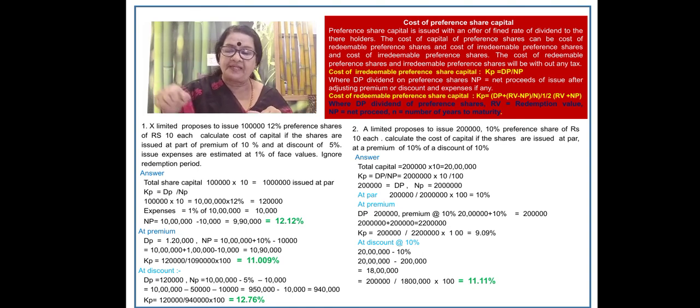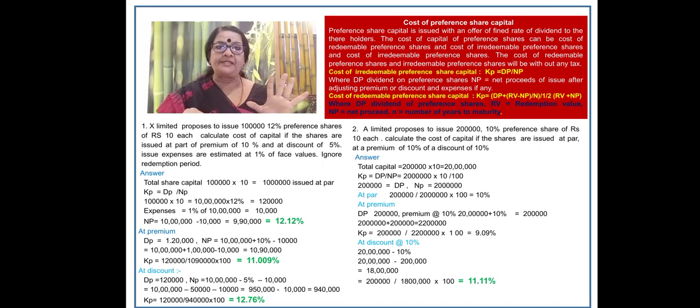So DP we can see. A Limited issued 50,000 11% preference shares of rupees 100 each. So 50,000 into 100, 50 lakh is your capital amount. What is the rate of dividend? 11% is the rate of dividend. So 11% of 50 lakh, how much is it coming? 5,50,000.